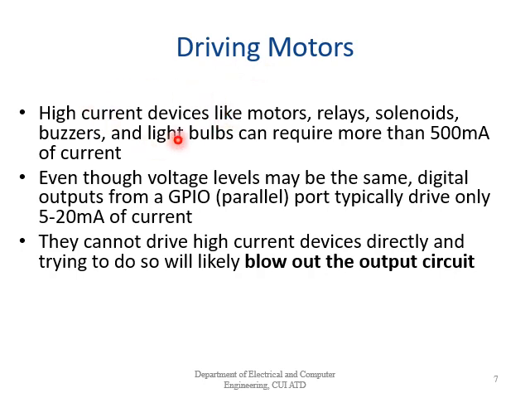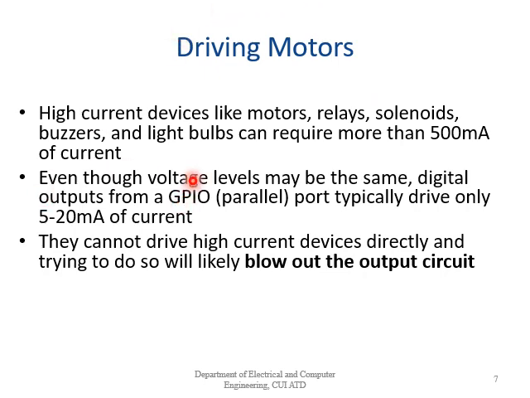High current devices like motors, relays, solenoids, buzzers and light bulbs can require more than 5 milliampere of current, even though the voltage level may be the same. So for example, if there is a bulb that requires 5 volt, which we can generate from our general purpose processor input output, but the requirement goes beyond 500 milliampere, it means that we need some sort of driving motor IC.